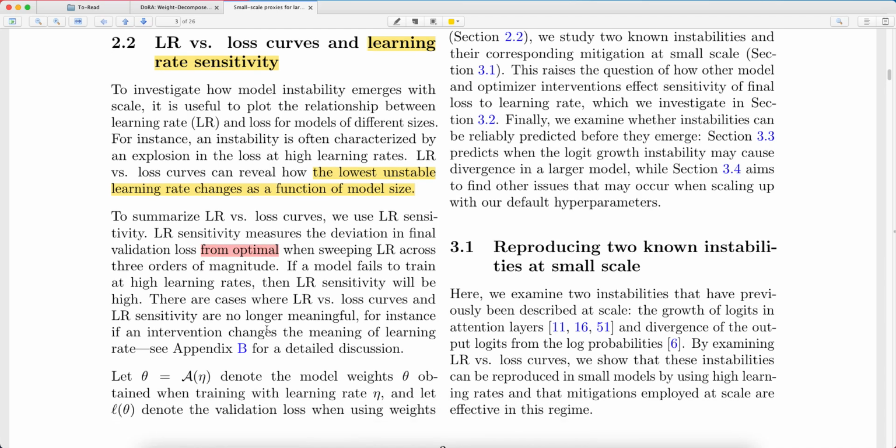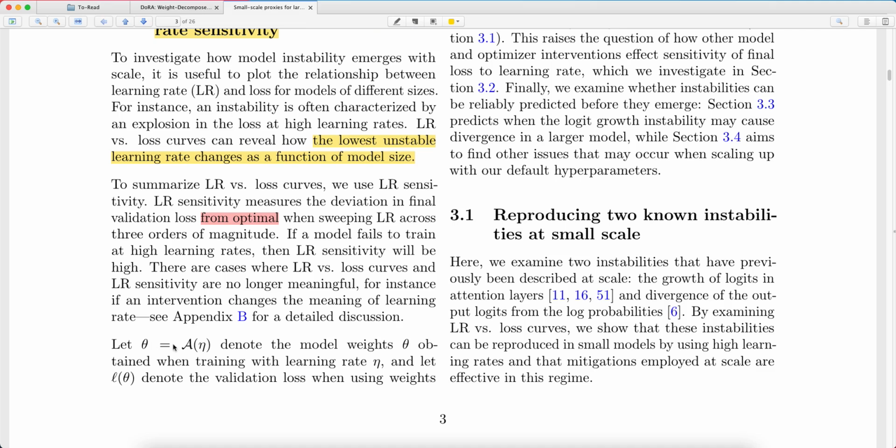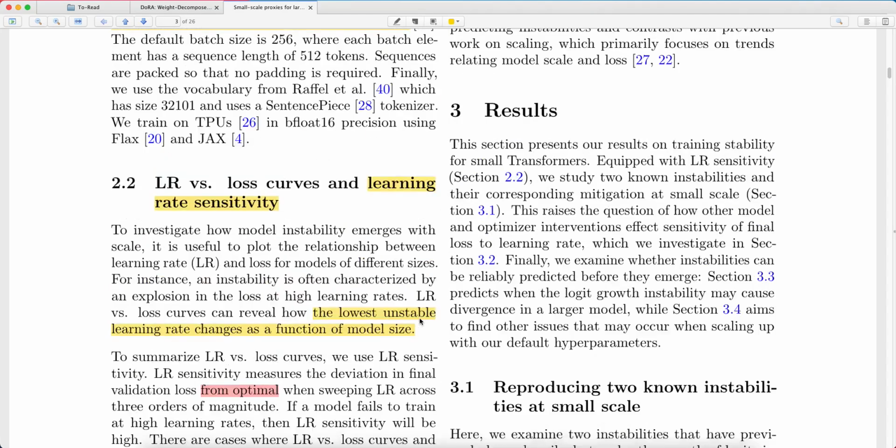There are cases where LR versus loss curves and learning rate sensitivity are no longer meaningful. For instance, if an intervention changes the meaning of learning rate. So let theta equal A of eta denote the model weights, theta, obtained when training with learning rate, eta. This is eta, right? I'm pretty sure. And let L of theta denote the validation loss. Okay, so we're training model weights with a certain learning rate and taking the loss.